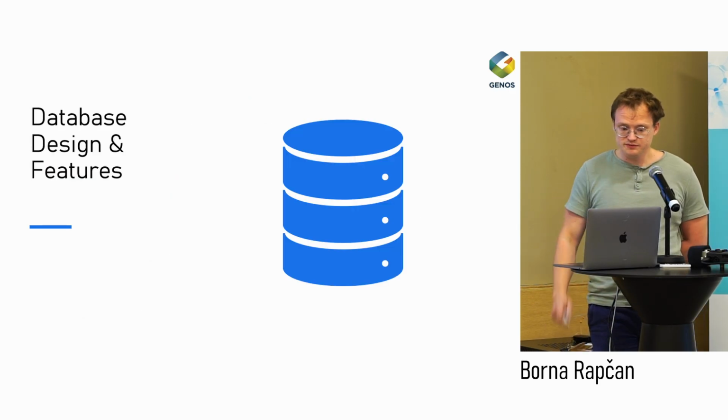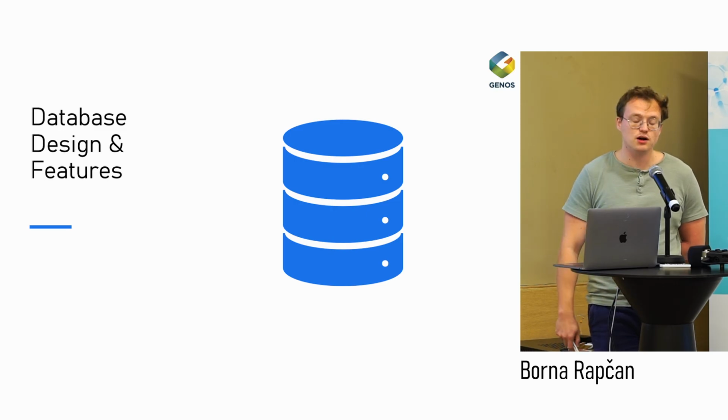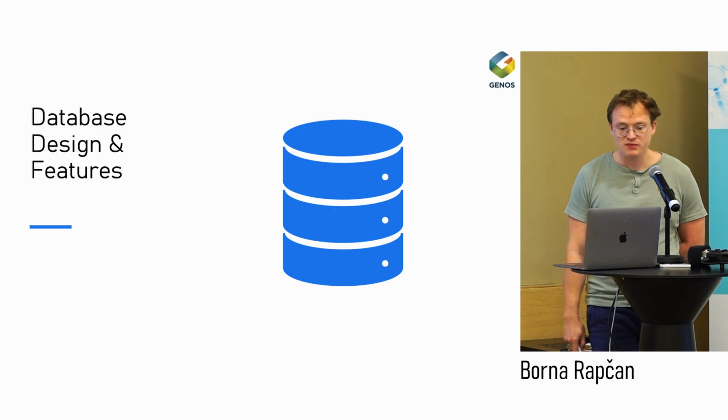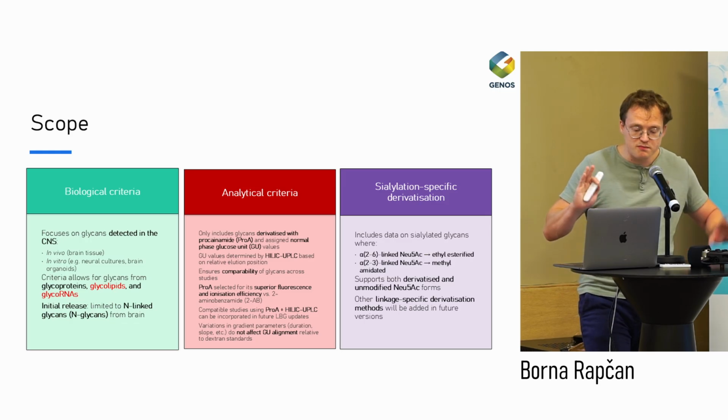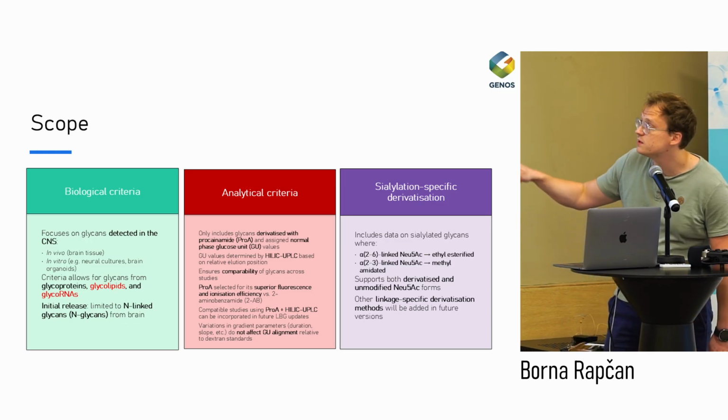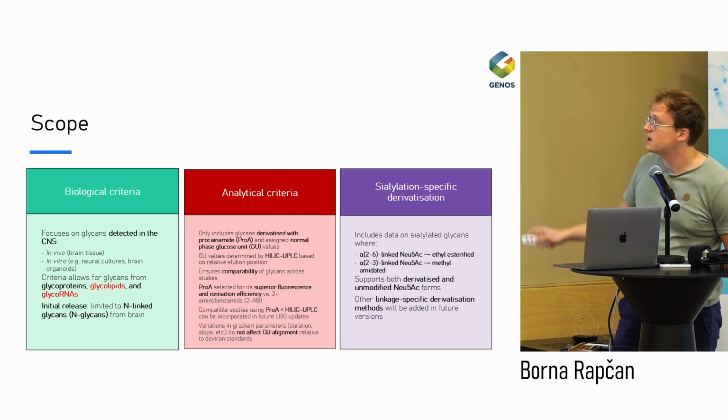So we can continue. Once we've covered the whys, now we can go into the hows. Now I will tell you about database design and the features. First thing I want to cover is the criteria we use for selecting the glycans to go into the database. I would like to separate these criteria into two main parts.